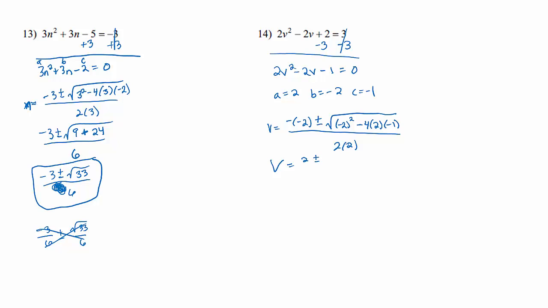Again, I cannot simplify 2 over 4, but what I might be able to do is simplify the square root of 12, and that might let me simplify. So if I simplify the square root of 12, I'm looking for something that divides into 12 that has a square root. That ends up being the square root of 4 times the square root of 3. I can take the square root of 4 and get 2. I cannot take the square root of 3, so I leave it under the radical. So this changes into 2 plus or minus 2 square roots of 3 over 4.